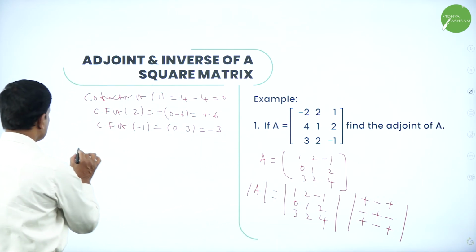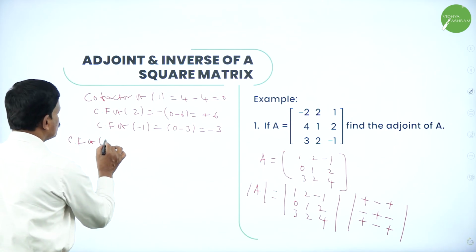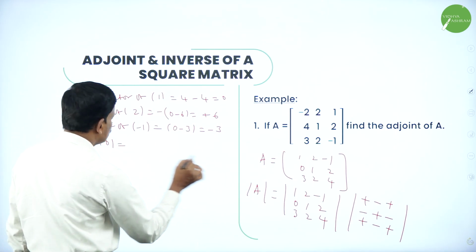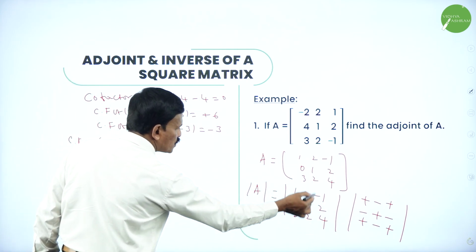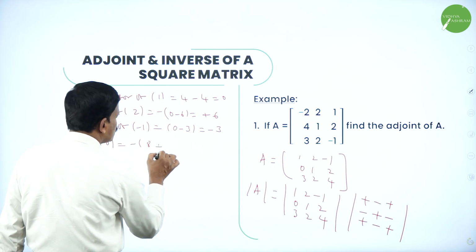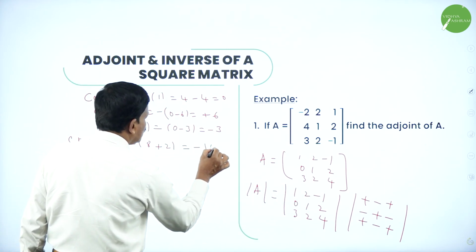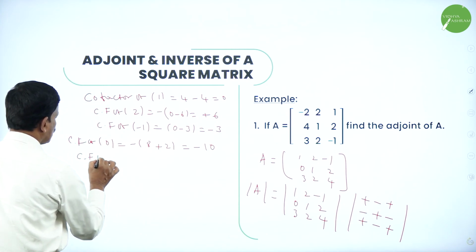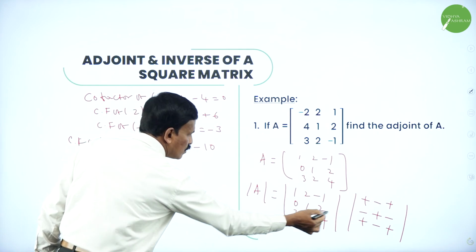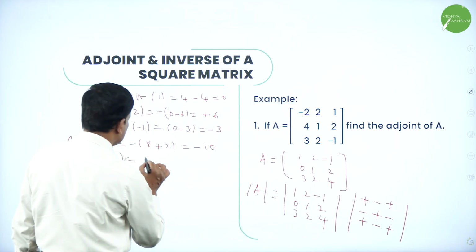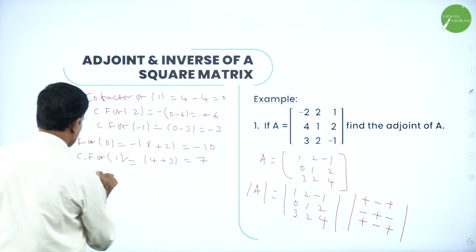Similarly, come to the second row, cofactor of the first element of the second row, 0, it is minus. So this row and column is gone. 2 4s are 8, minus into minus plus, 2 1s are 2. So that is minus 10. Cofactor of next element, 1. So this row and column is gone. 1 4s are 4 plus 3, that is equal to 7.